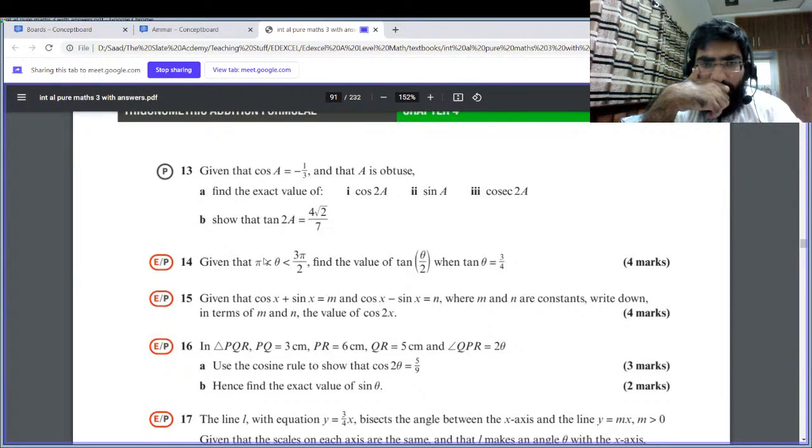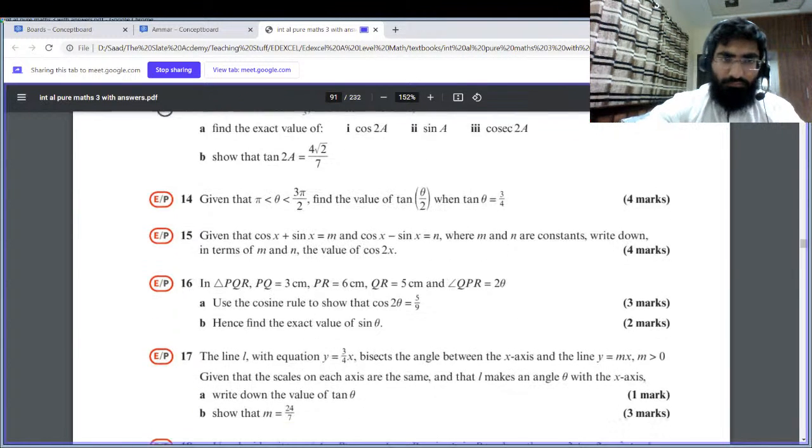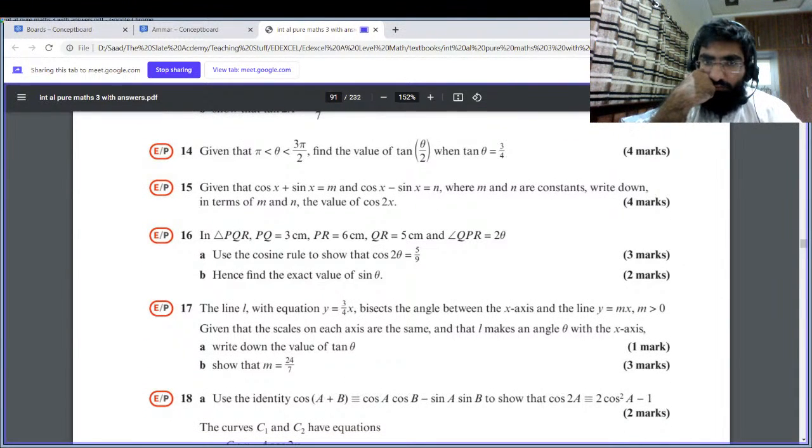13, shall we skip? Almost the same. Skip. 14, given that.